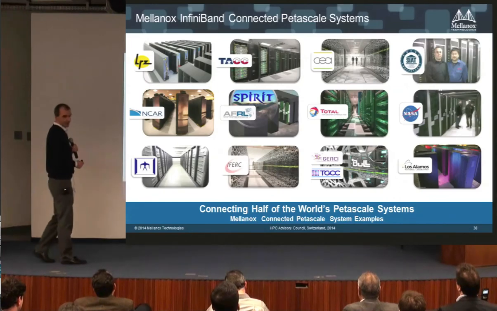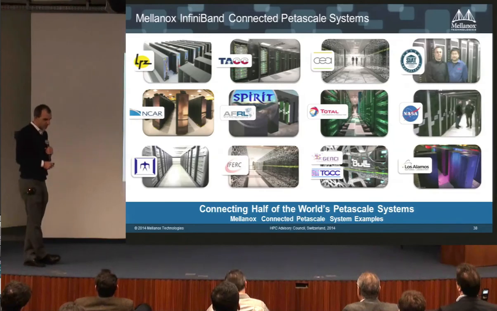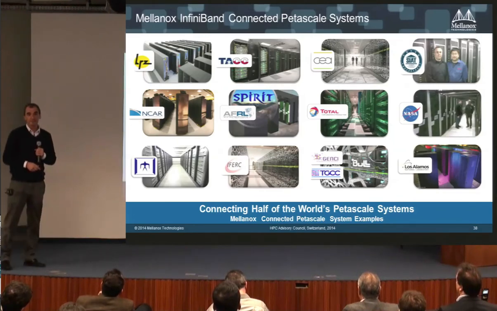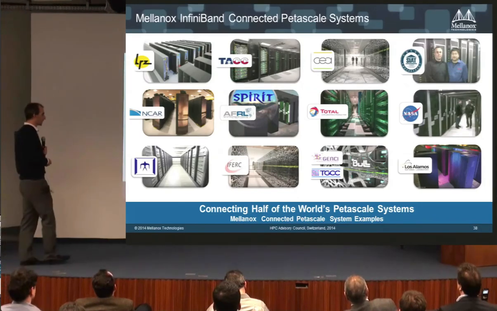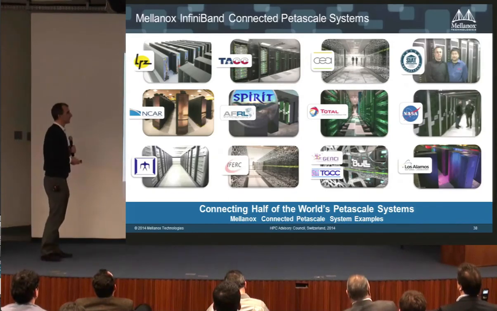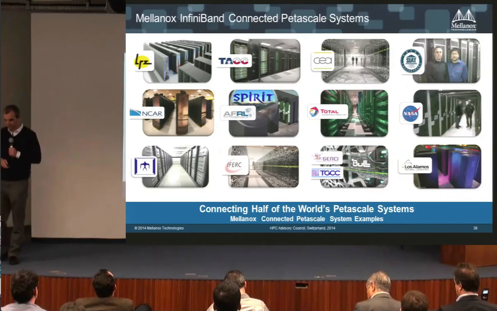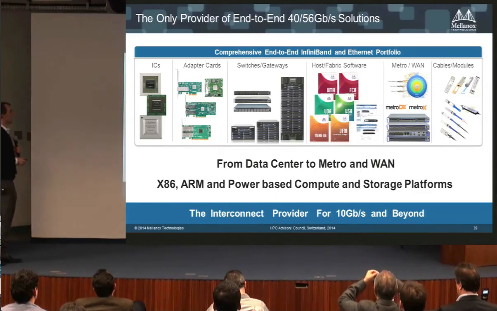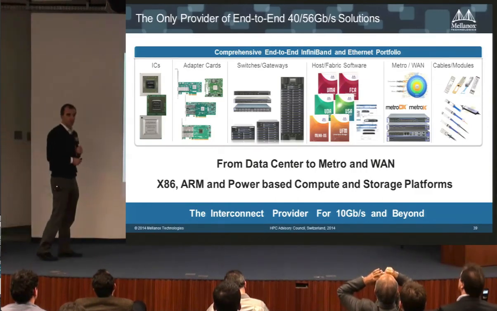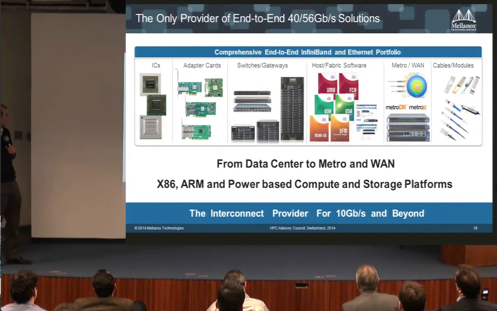Our InfiniBand technology has been associated with high-performance computing for quite some time, and we take pride in that. We work very hard to make sure that we are the de facto choice when it comes to high-performance networks. And examples of deployments that take advantage of our technology speak for themselves. We are the only providers today of end-to-end solutions in 40 and 56 gigabit per second networks.